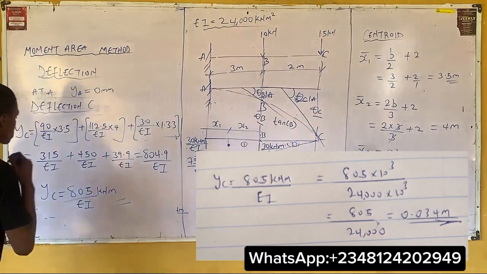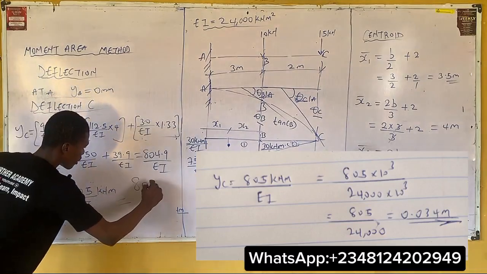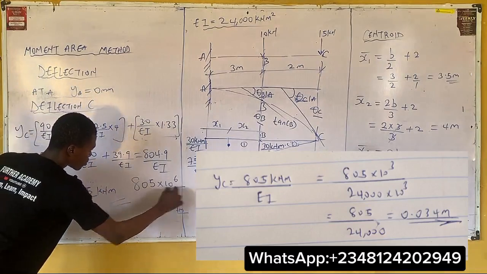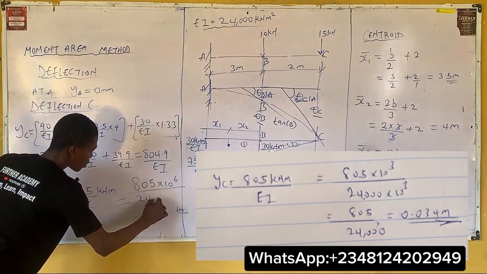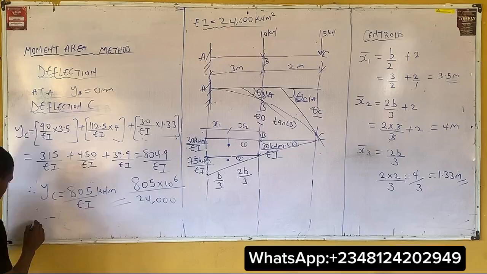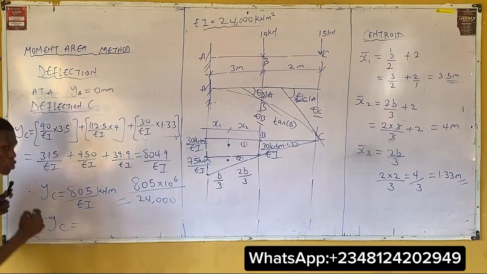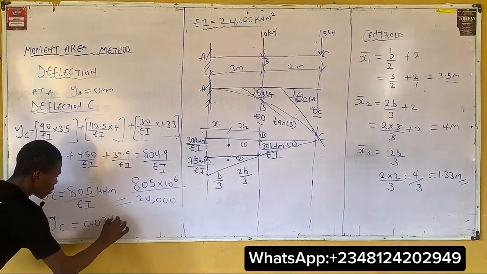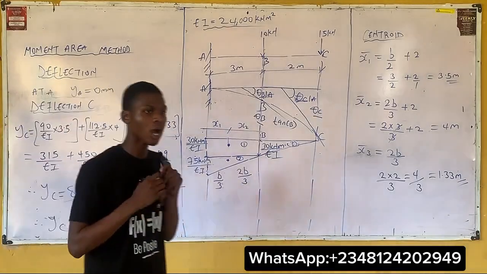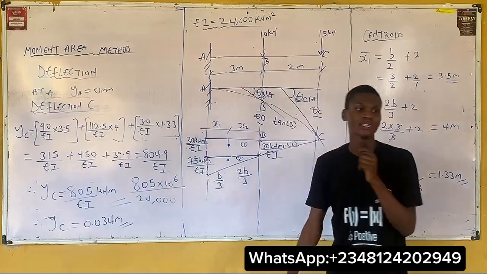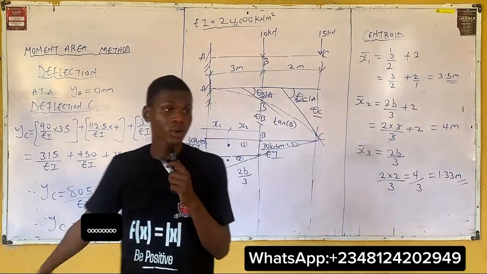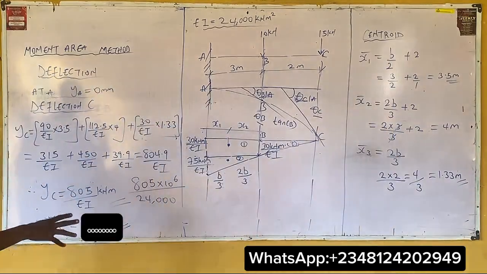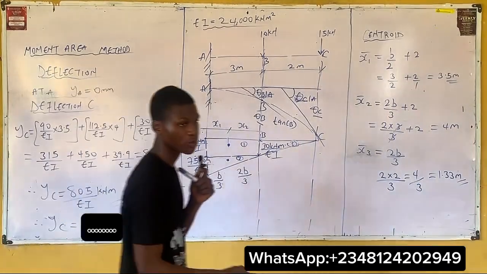Assume the value of EI as 24,000. So substitute. This becomes 805 multiplied by 10 to the power of 6 over 24,000. That is, the deflection at C becomes 0.034 meter. So this is how you go about slope and deflection. This is the deflection for C.